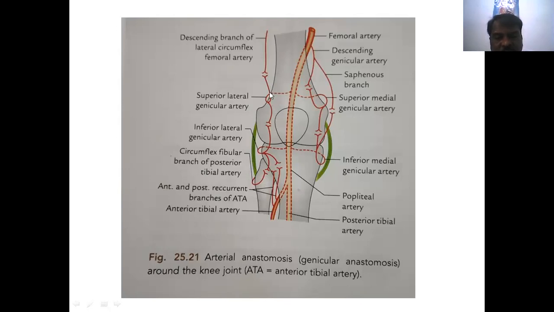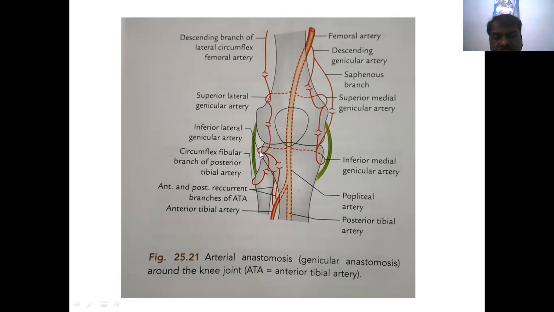See, the superior lateral and superior medial genicular arteries anastomose with the other arteries of the femoral. See here, the descending genicular artery. It is the branch of the femoral artery and gives two branches. These two branches anastomose with the superior medial genicular artery, and the saphenous branch anastomoses with the inferior medial genicular artery. Whereas here, the superior lateral genicular artery anastomoses with the descending branch of the lateral circumflex femoral artery.